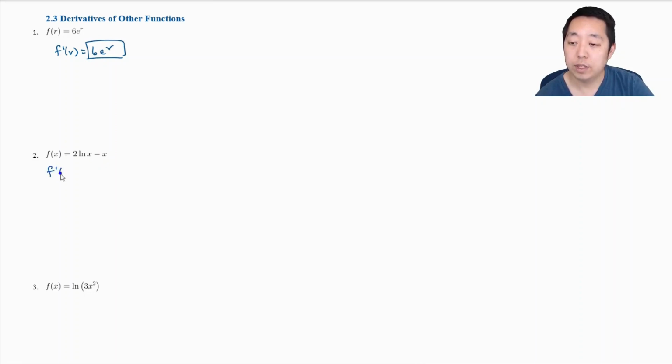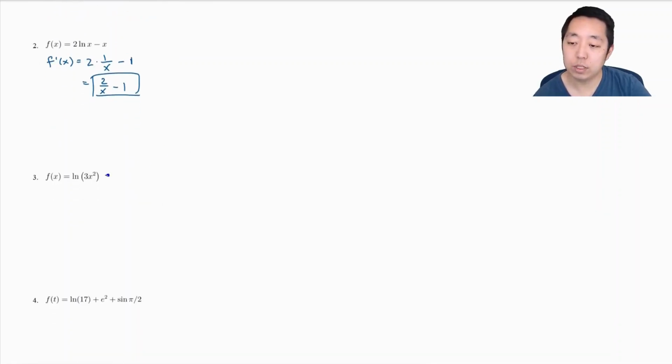Okay. For this one, for ln, the derivative of ln is 1 over x. So I leave the 2 alone, because the 2 is just in front as a constant, times 1 over x, minus the derivative of x by power rule, which is just 1. So this is 2 over x minus 1.